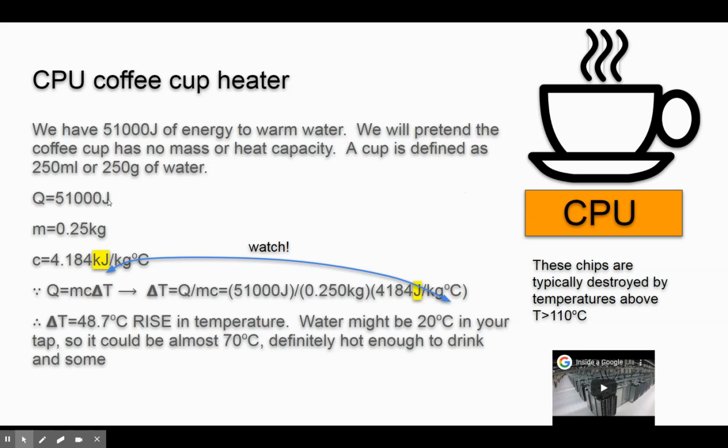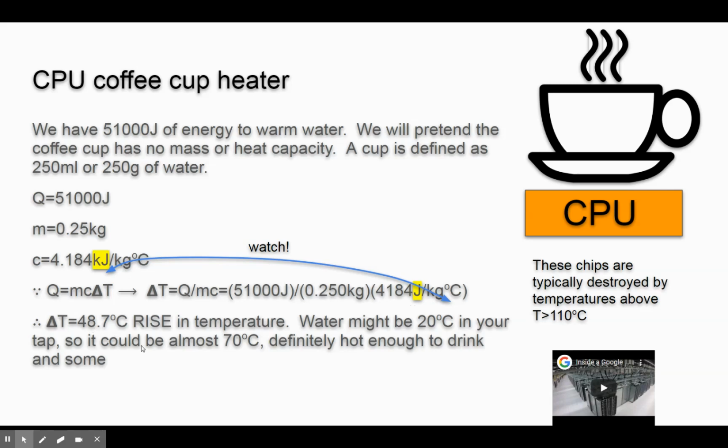So we're going to fire 51,000 joules into the formula, and the mass of the water is 0.25, and the heat capacity of water is 4.184 kilojoules per kilogram per degree. We shove it into this formula, and we set up for computing delta T, and you get this, and watch. You cannot put kilojoules into the formula. Well, we want joules as an answer. So there's a conversion here. And this gives me a delta T of about 50 degrees.